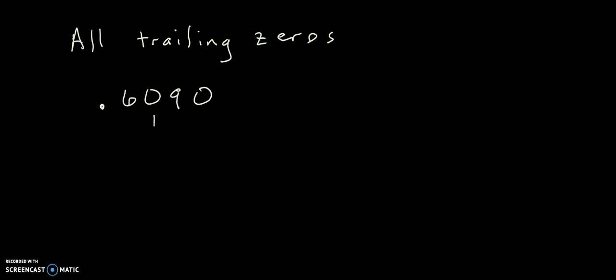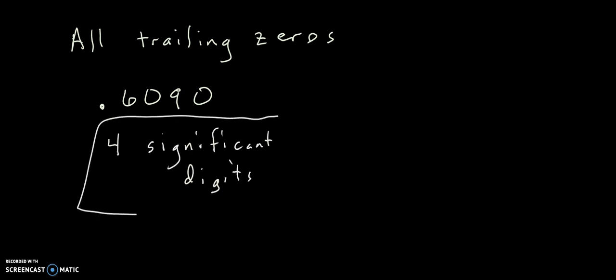This number, the sandwich zero would count, and this last zero, because it's to the right of the decimal and to the right of a non-zero number, that'd be a 0 that counts. And this number would be identified as having 4 significant digits. The 6, the 0, the 9, and the 0 all count.